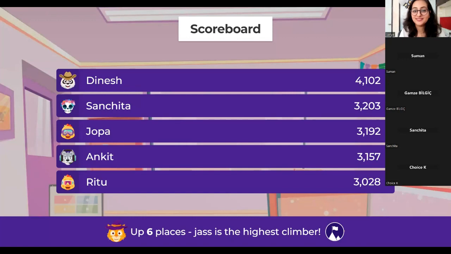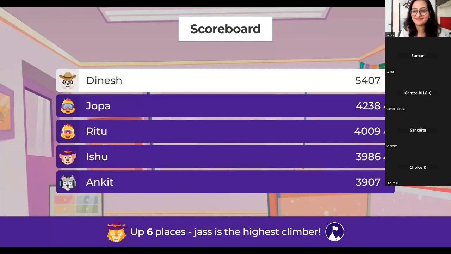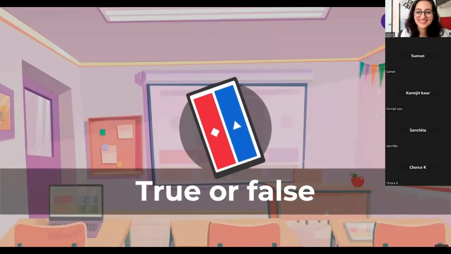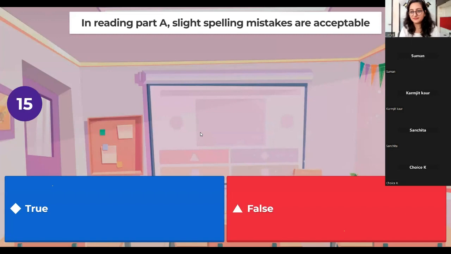Let's use scoreboard. Okay, Jopa, now you're in second place. That's good. Ishu has come up, Ritu and Ankit. All of you, please beat Dinesh. I would have given less time, but this is the first time I'm also doing it.